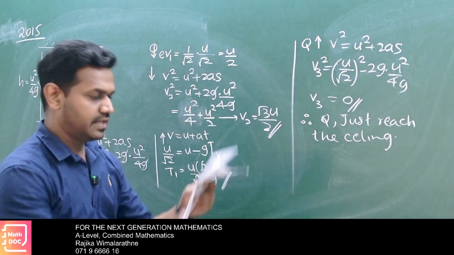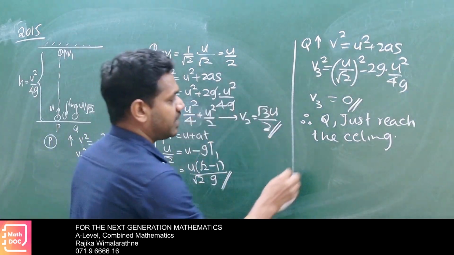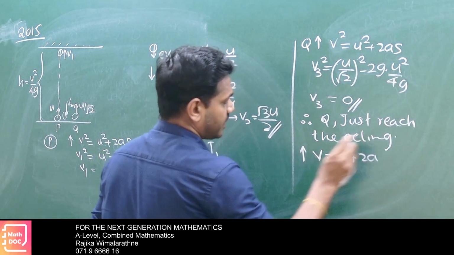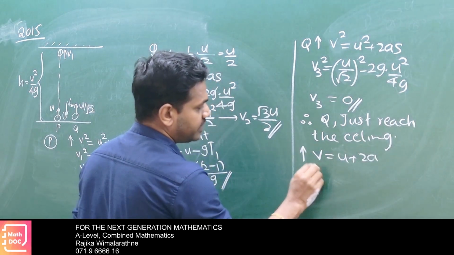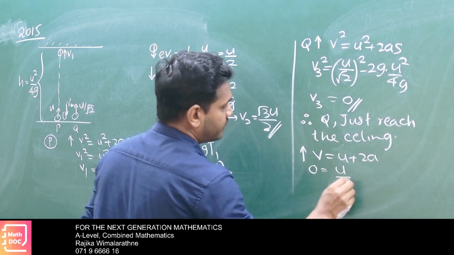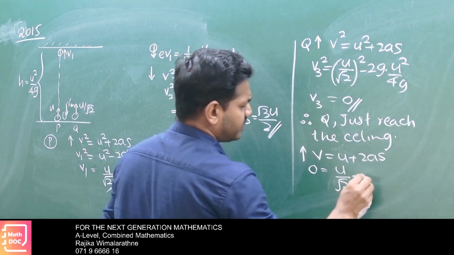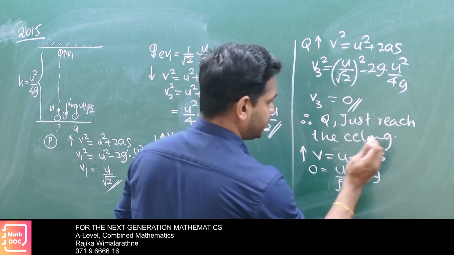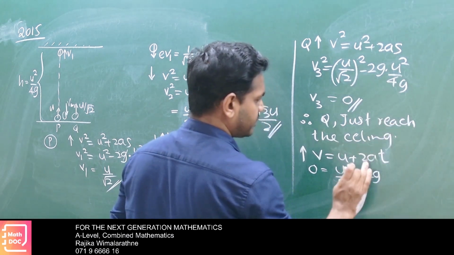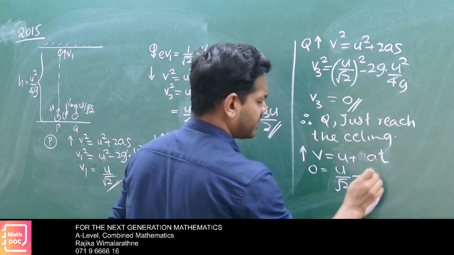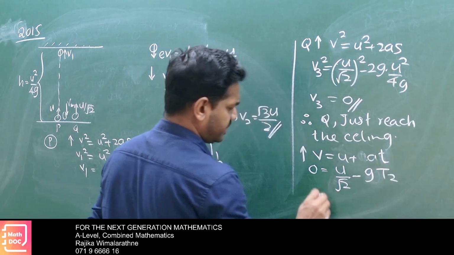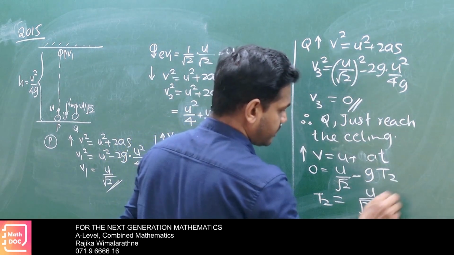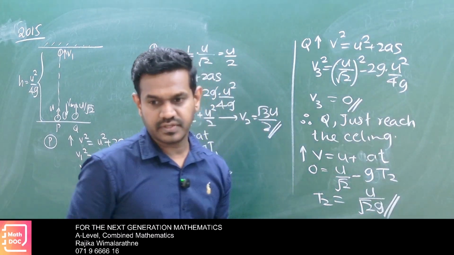Okay. Then we need to find the time now. Use upward, V equals U plus AT. Then the corresponding time, velocity 0, U over root 2. V equals U plus AT, so gt2, then t2 equals U over root 2g, here the corresponding time. Okay, continue.